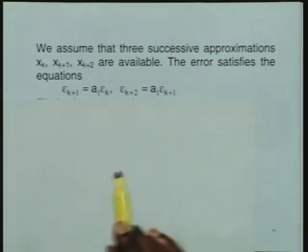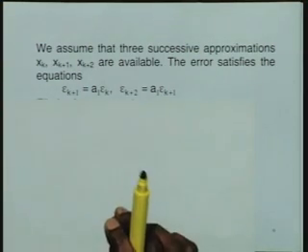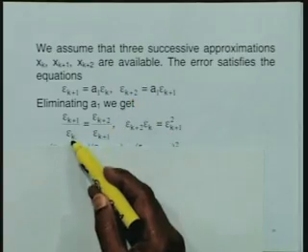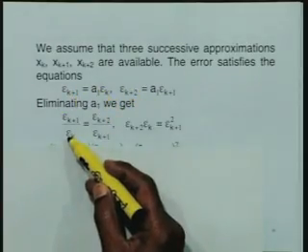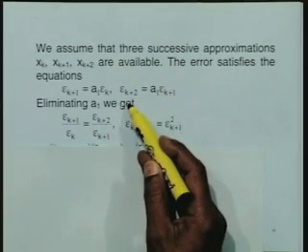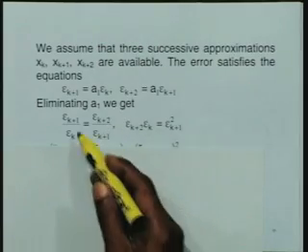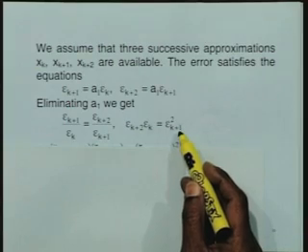Now, if the method is to behave like a second order method, the error term should be epsilon k plus 2 equal to some constant times epsilon k square. That means, the first order term should not appear in this. So, what we do here is we just divide these two expressions. Epsilon k plus 1 divided by epsilon k is equal to epsilon k plus 2 divided by epsilon k plus 1, that is, we have equated a1 on both sides. Now, cross multiply: epsilon k plus 2 into epsilon k is epsilon k plus 1 square.